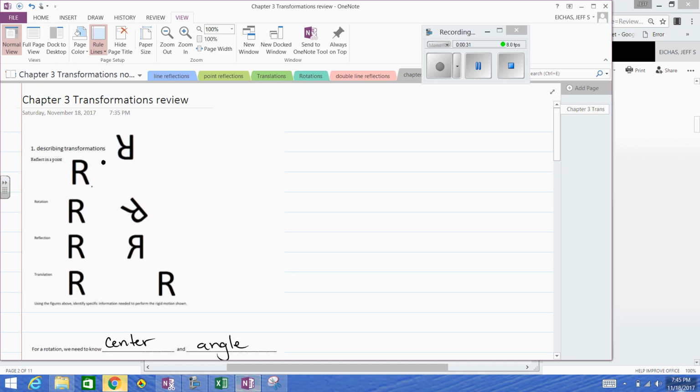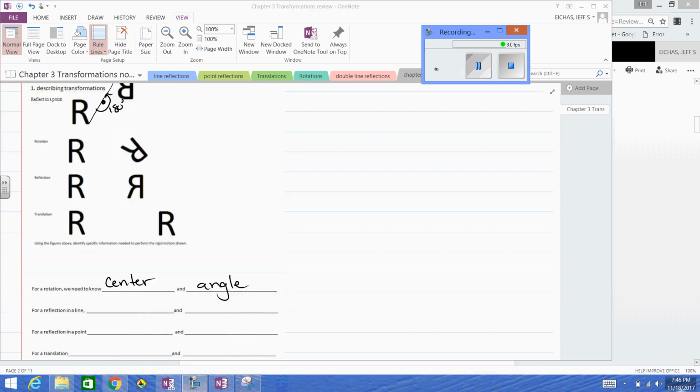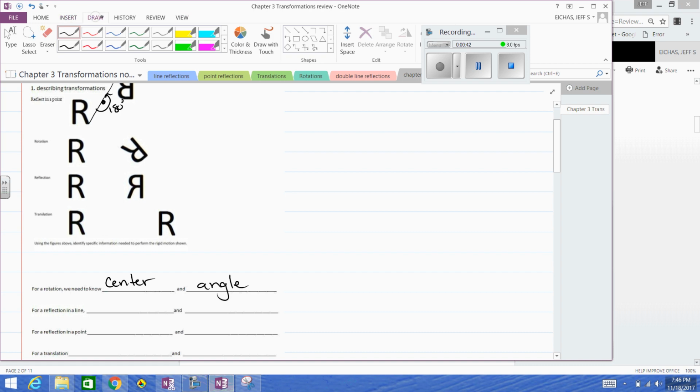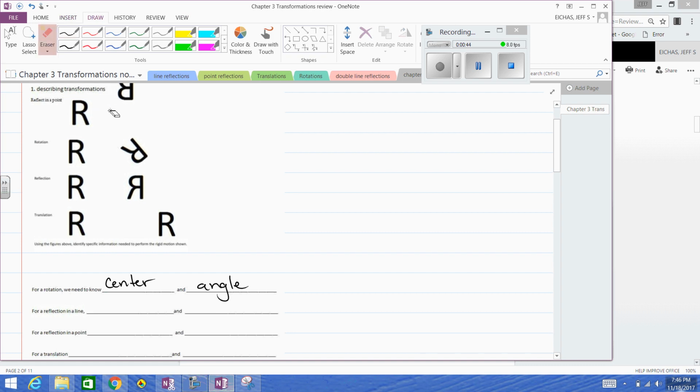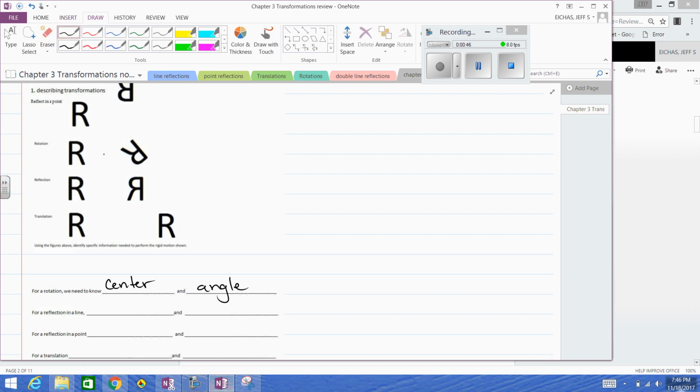So looks like the center's about there. And to me, it looks like we're going to go 180 degrees. Okay, it looks like actually that first one's supposed to be a reflection of point. This is the rotation. And let's see. This is the corresponding point.